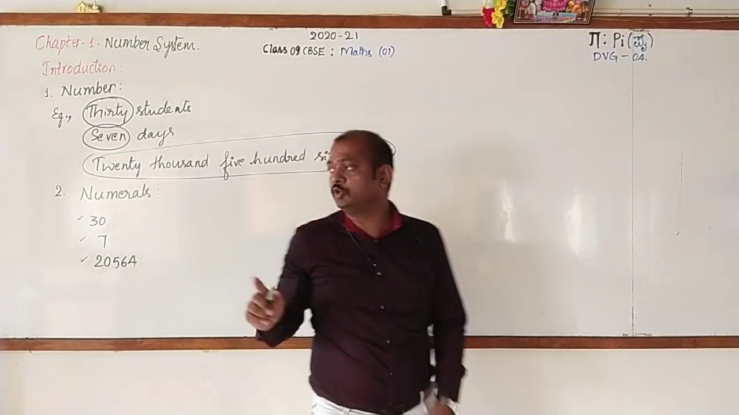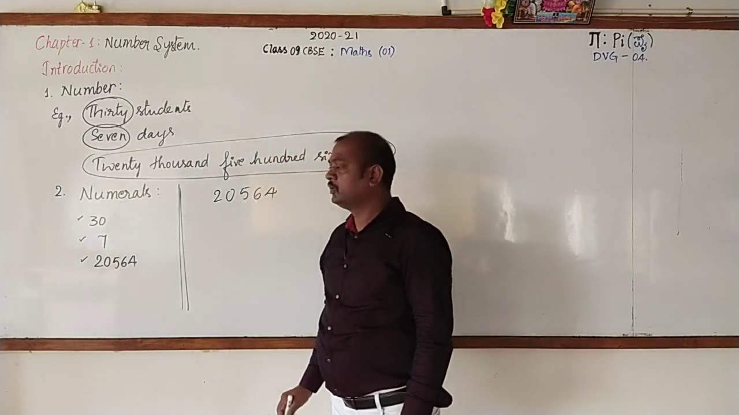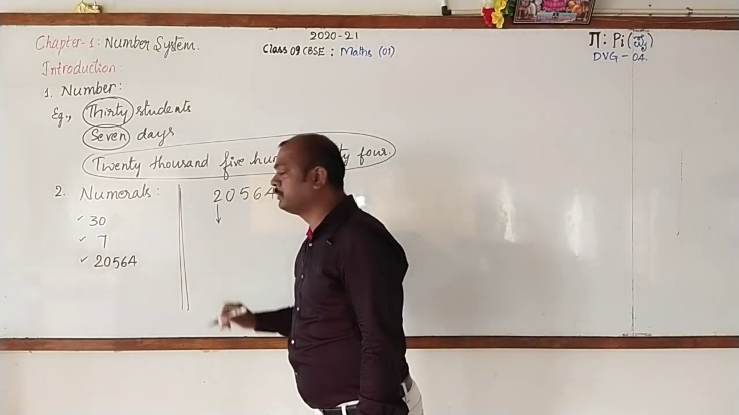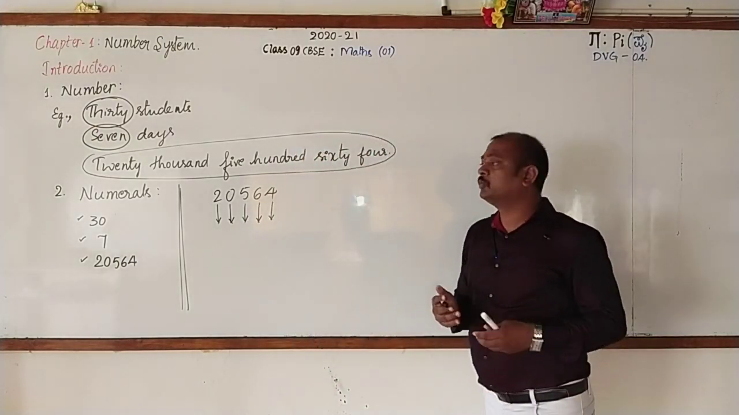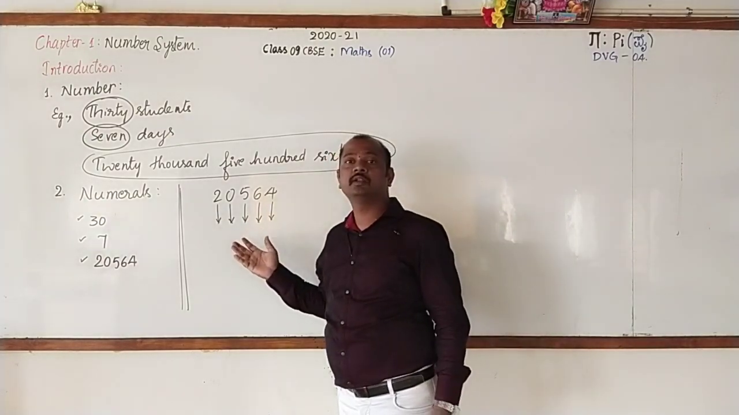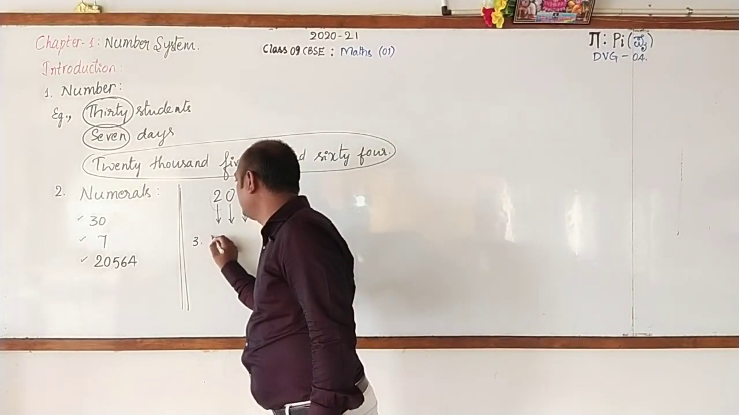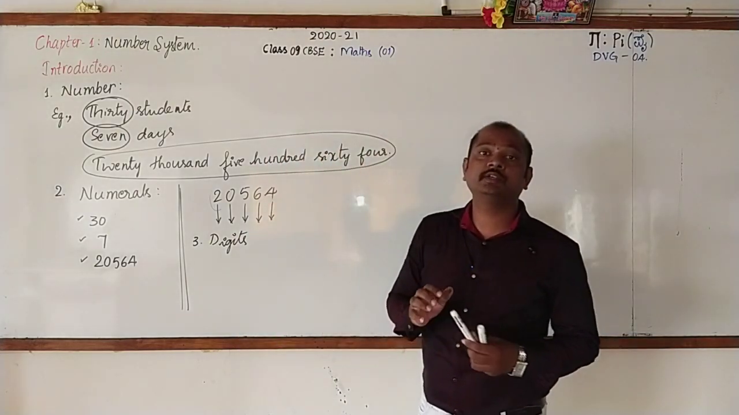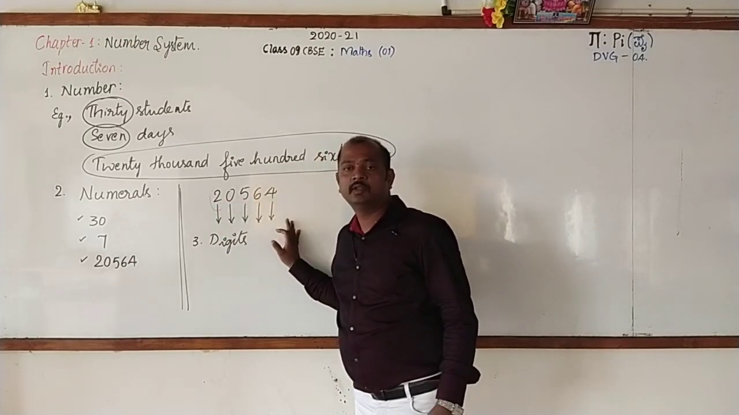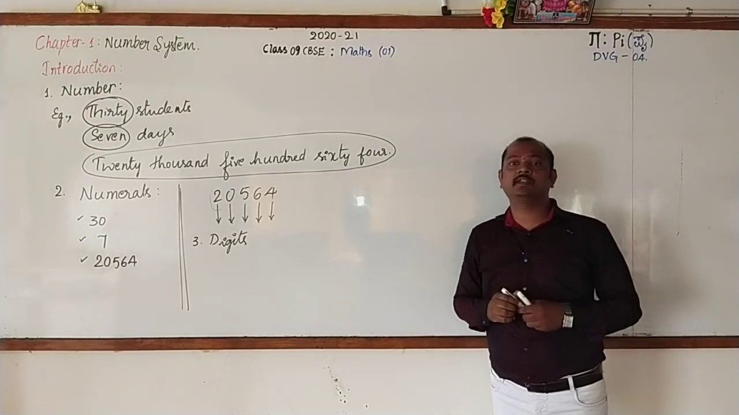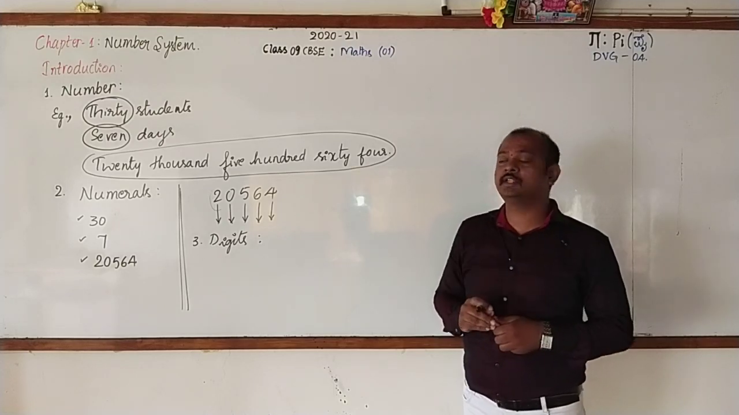Then just observe these numerals again. I'll take the example again, 20,564. To write this numeral, I've used some more symbols like 2, 0, 5, 6, and 4. Then what do you call the symbols that are used to write a numeral? These symbols are called digits. Got it? Digits are the symbols used for writing a numeral. Once more, digits are the symbols used for writing a numeral. Then could you recall how many digits are there in mathematics? Yes, you are right. There are 10 digits in mathematics. Then what are these digits?